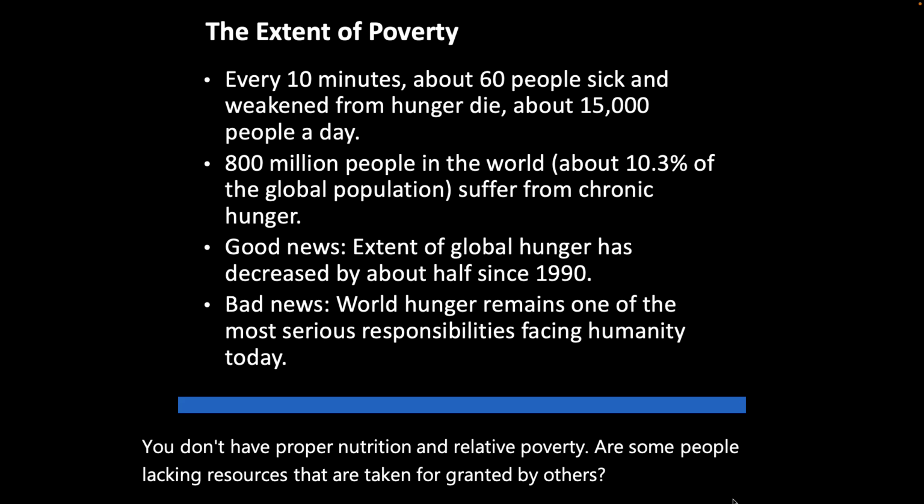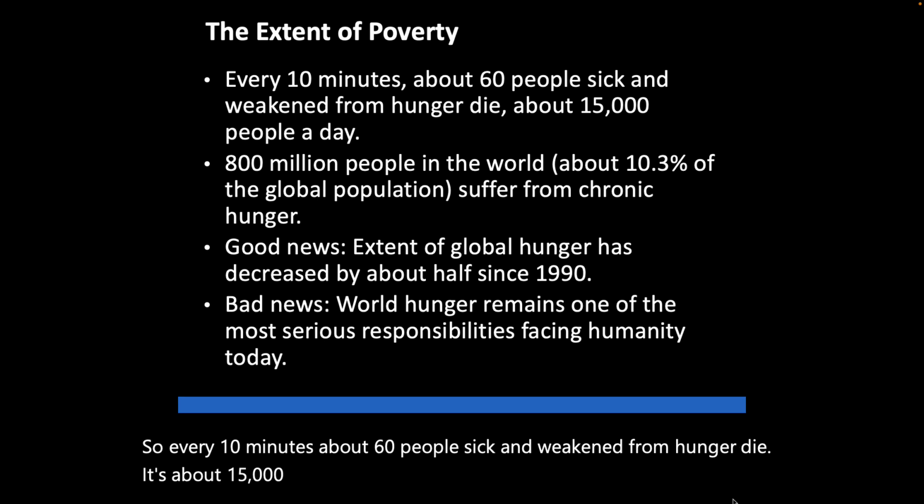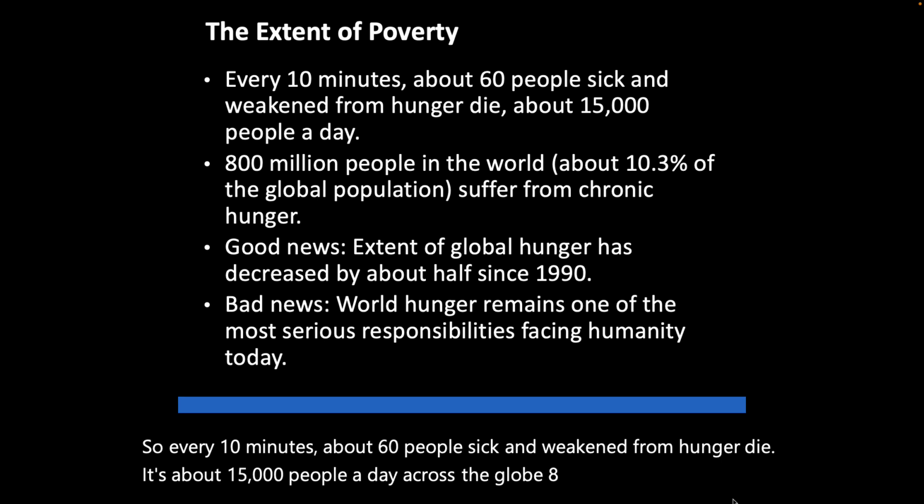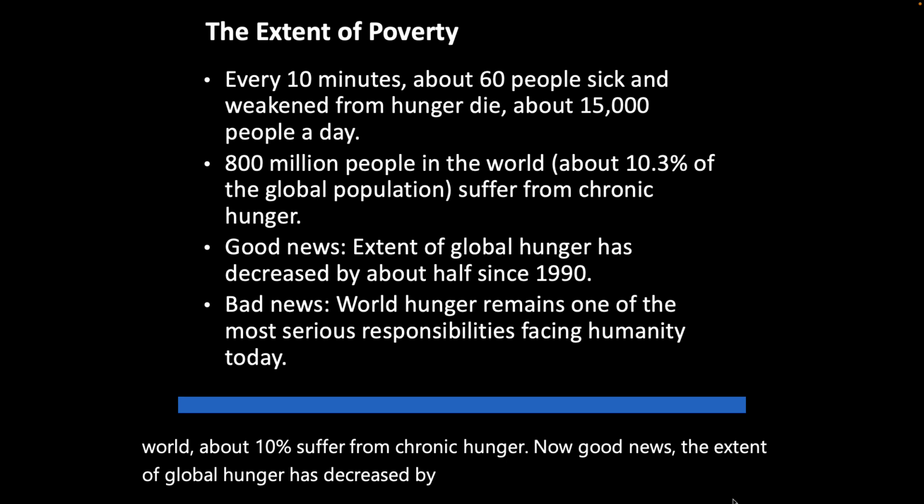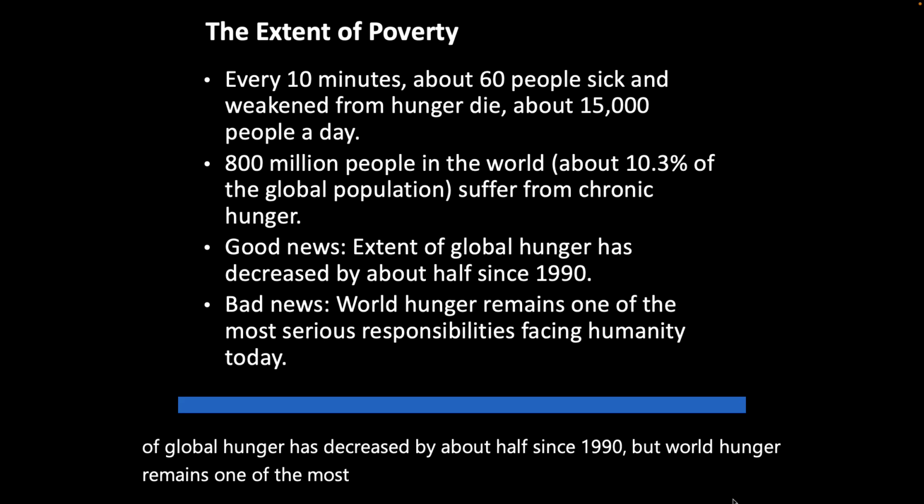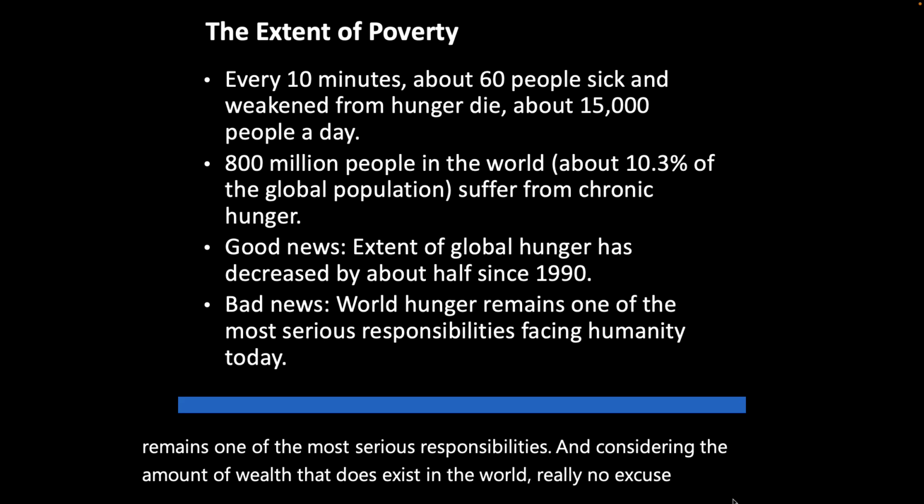Every 10 minutes, about 60 people sick and weakened from hunger die. It's about 15,000 people a day across the globe. 800 million people in the world, about 10%, suffer from chronic hunger. Now, good news, the extent of global hunger has decreased by about half since 1990, but world hunger remains one of the most serious responsibilities. And considering the amount of wealth that does exist in the world, there's really no excuse for it to exist.